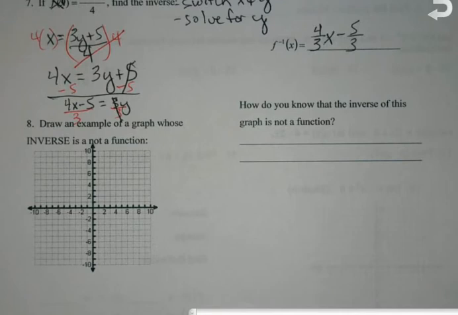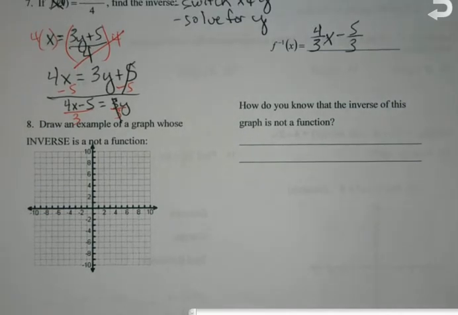All right, number 8. Draw an example of a graph whose inverse is not a function. Okay, first question, before I can figure that out, how do I test a graph to see if its inverse is a function? What test do I use? Yeah, we're doing the horizontal line test. So I need to draw a picture of something. Doesn't matter what.